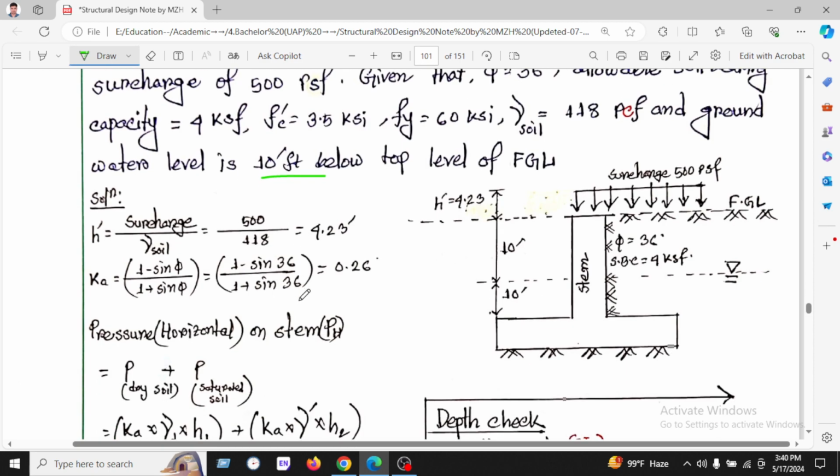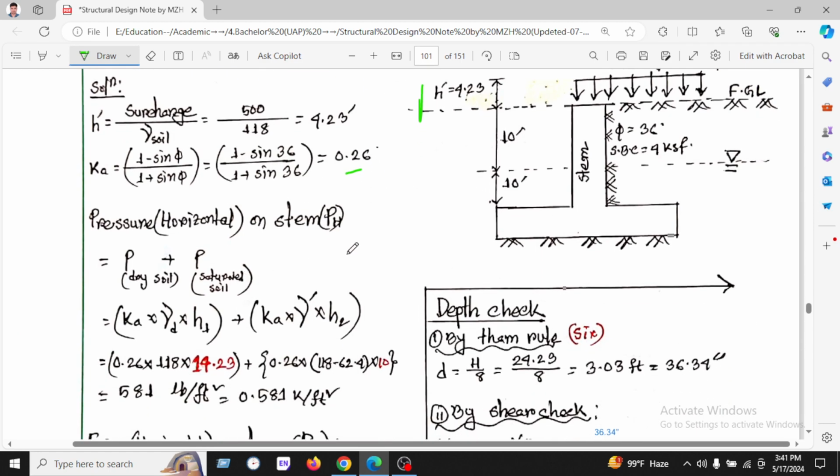Okay, so at first we will calculate h prime. H prime here is the surcharge divided by the unit weight of soil, and we found 4.23 feet. The active pressure coefficient K equals 1 minus sin phi divided by 1 plus sin phi, which is 0.26, and then the horizontal pressure on the stem, pH.